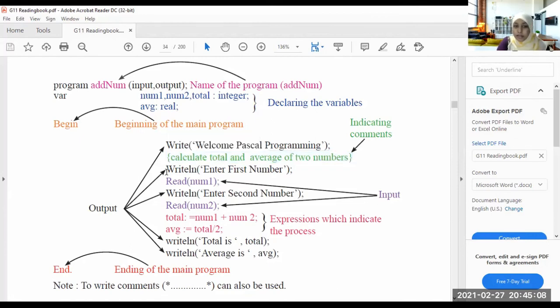Okay. Second one, write line. So there will be a line. You should write it. I am telling the program. Okay. There is a line. You should write enter first number to the user. Okay. So now the computer tells me enter first number. Right. When the program tells me enter first number, what am I going to do now? I am going to enter the first number, right? Using the keyboard, I am going to enter the number.